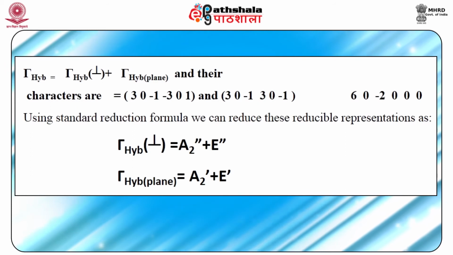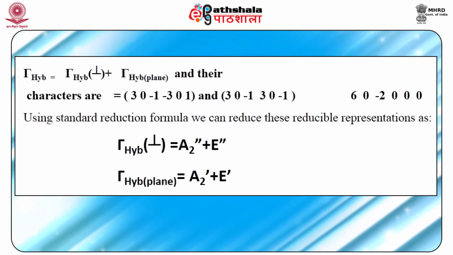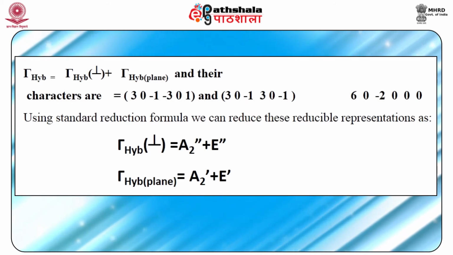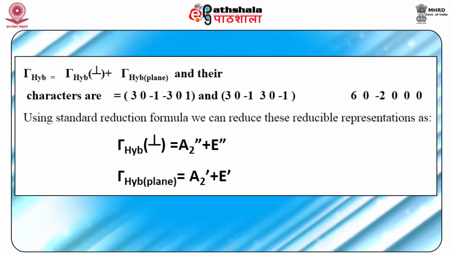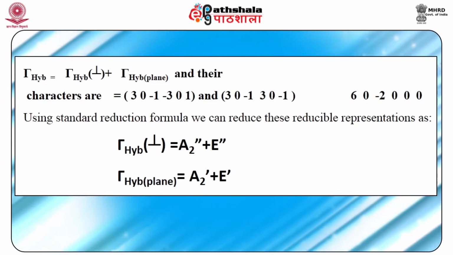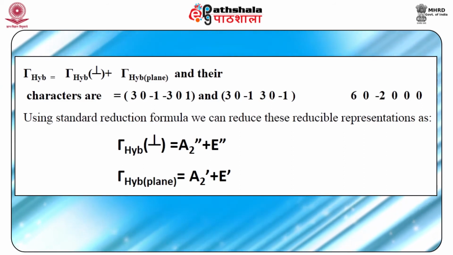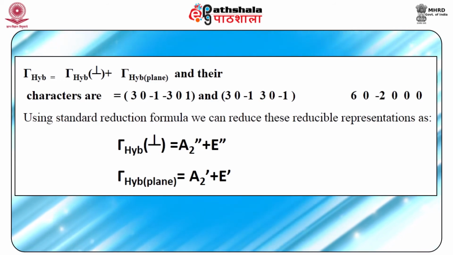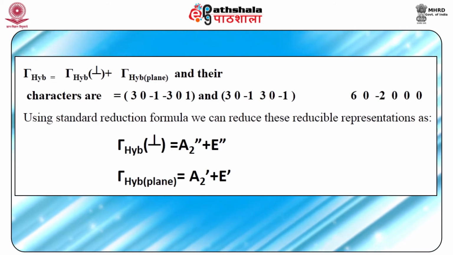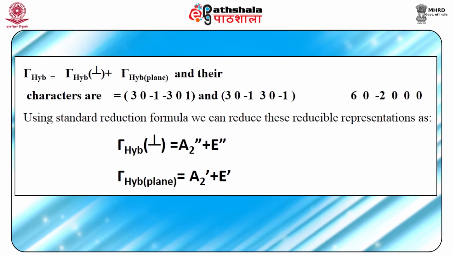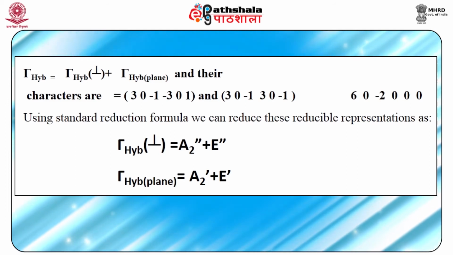Therefore, tau hybrid is equal to tau hybrid perpendicular plus tau hybrid in plane, and their characters are 3 0 minus 1 minus 3 0 1, 3 0 minus 1 3 0 minus 1, or the total character is 6 0 minus 2 0 0. Using the standard reduction formula, we can reduce this reducible representation. I will take them separately. Tau hybrid perpendicular is equal to A2 double dash plus E double dash. Tau planar is A2 single dash plus E dash.